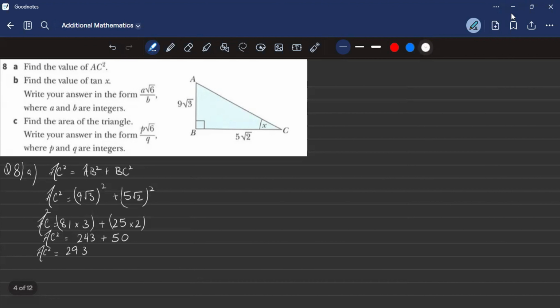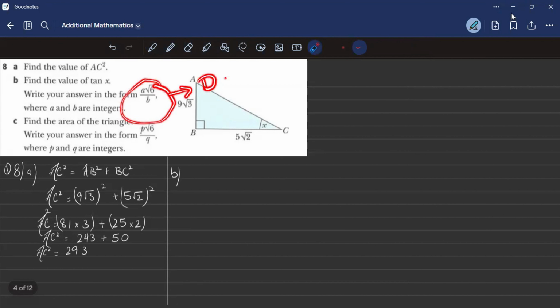Please wait a second before I continue. Okay, so question number 8, part B. Wait a second. Question number 8, part B. Find the value of 10x. Write your answer in the form given, where A and B are angles. So basically, right now, we do not care about the form. Just remember that. Don't care about this one right now.